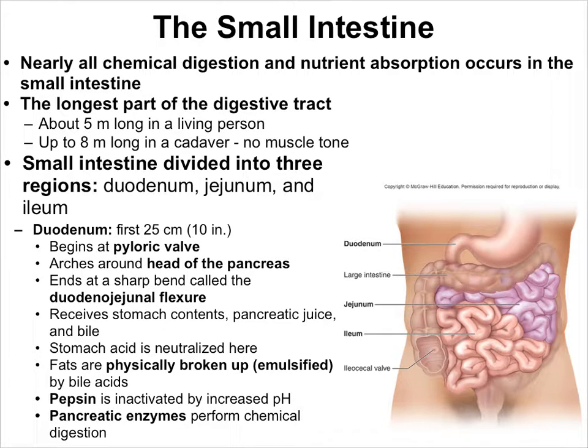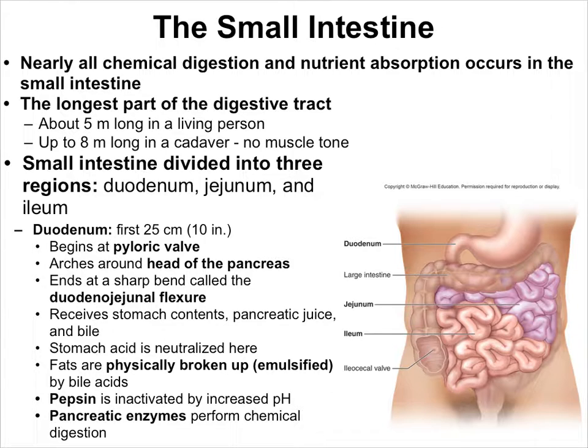The small intestine is the largest, or at least longest, part of the digestive system. We call it the small intestine because of its diameter, which is smaller than the large intestine, not because of its length. It's much longer than the large intestine. It's about 5 meters long in a living person, about 8 meters long in a cadaver, and this is because in a living person you're going to have some muscle tone and keep those smooth muscles somewhat contracted, which tends to shorten it.